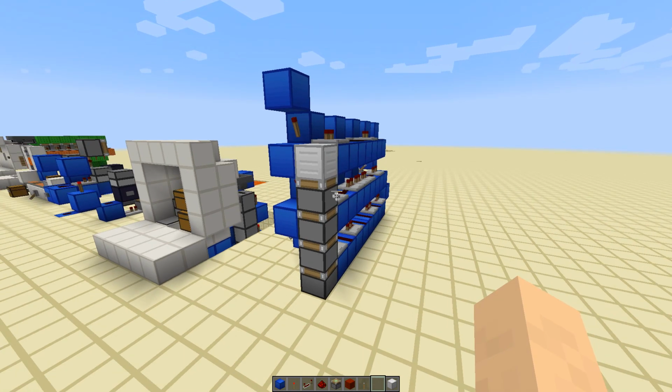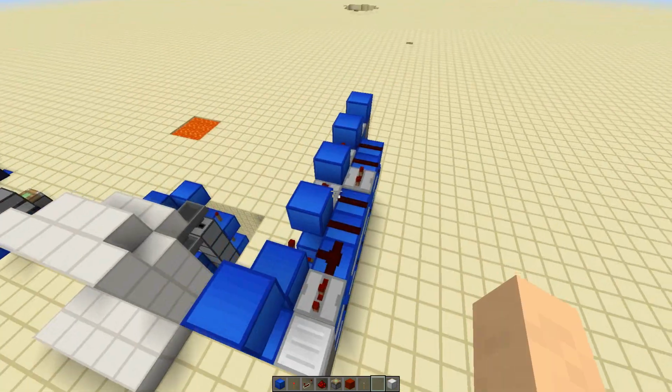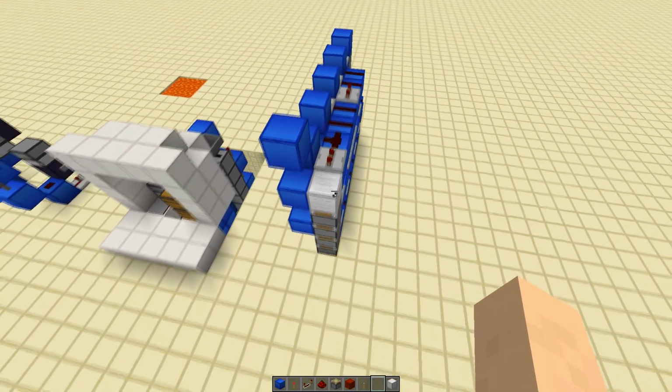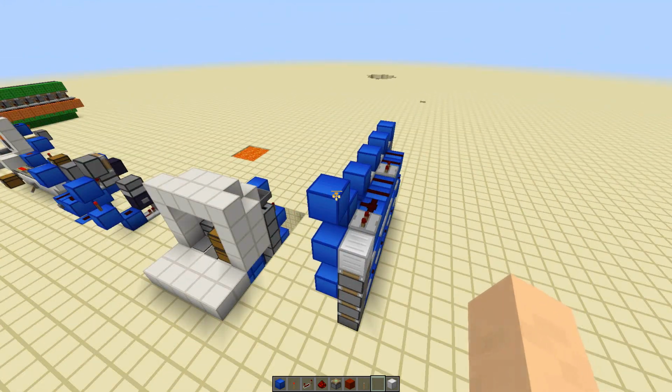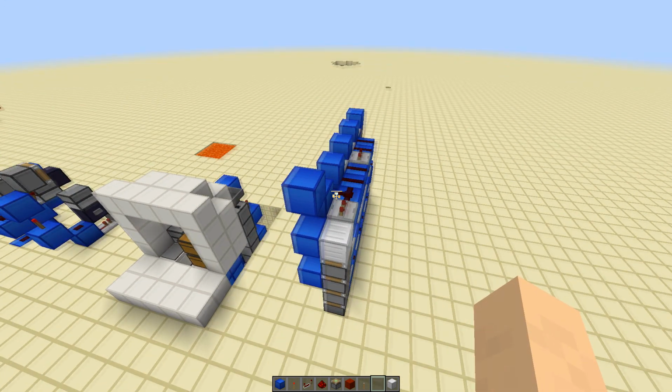Today I have made a quadruple piston extender. It's actually not my first quadruple piston extender, and it's not my first two-wide either. I had one that worked perfectly, but it's broken in 1.8, and I think it has some directional issues. But now I have come up with a whole new design.